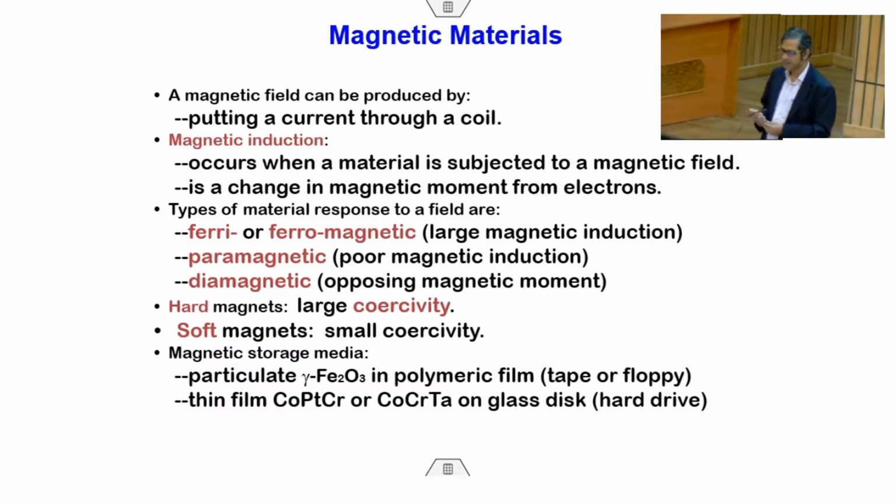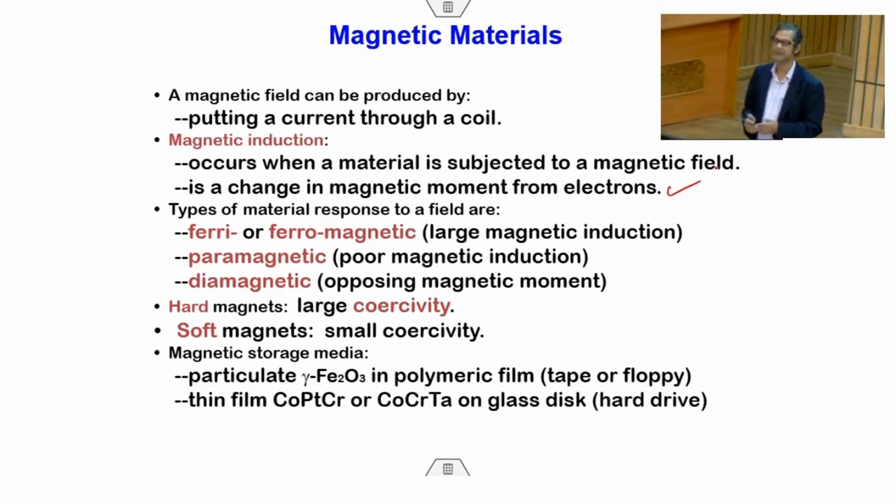So, as such, magnetic materials are basically affected by the magnetic field, right. A magnetic field can be produced simply by passing current through a coil, we know that. And if you keep a material inside the magnetic field, this will lead to induction of magnetic effects. That means there will be a change in terms of magnetic moments from the electrons.